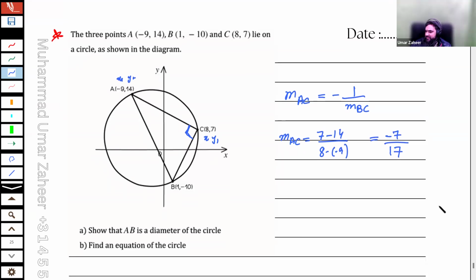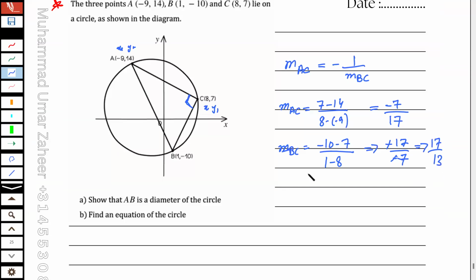Now, we have to find the gradient of BC. So it is minus 10 minus 7 over 1 minus 8. That will be equal to minus 17 divided by minus 7. So this will be cancelled out, and you will get 17 over 7.